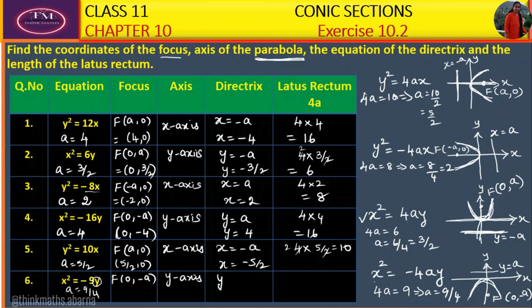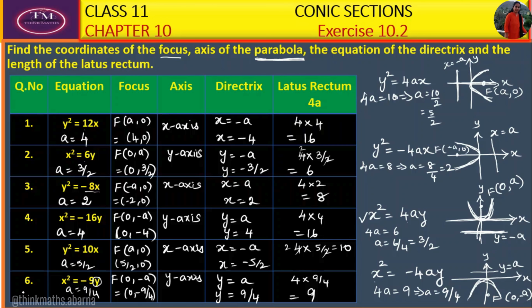So y will be equal to... as the focus is negative, it will be positive. So the focus will be 0 comma 9 by 4 minus 9 by 4, and directrix will be y equal to 9 by 4. What will be the latus rectum? It is 4 into 9 by 4, which is equal to 9. Okay, clear? So these are the four types of parabola which we can solve for these questions.